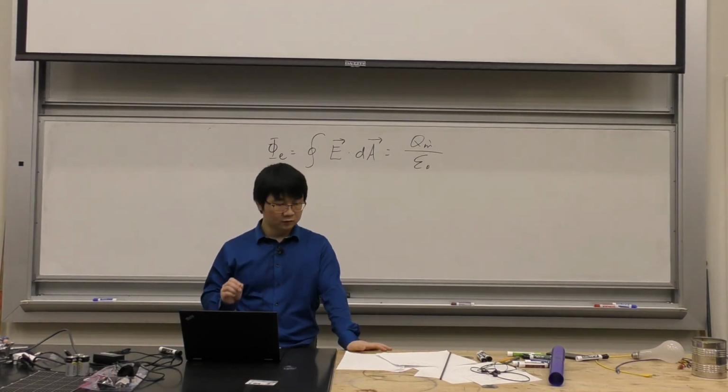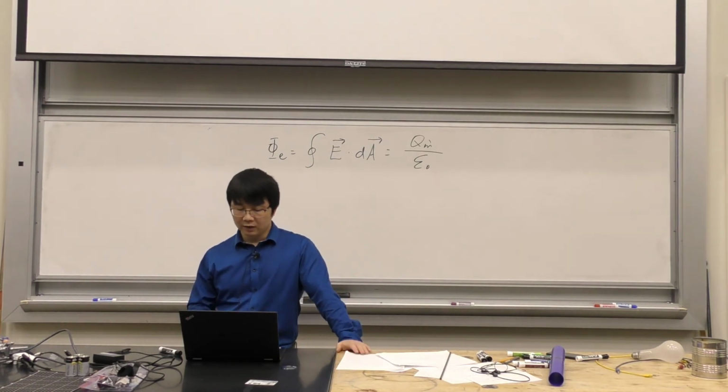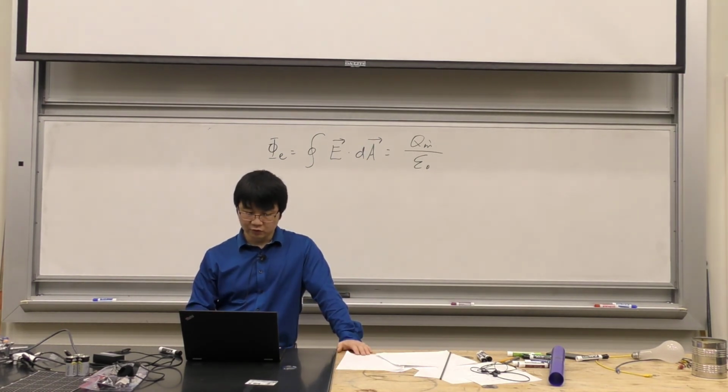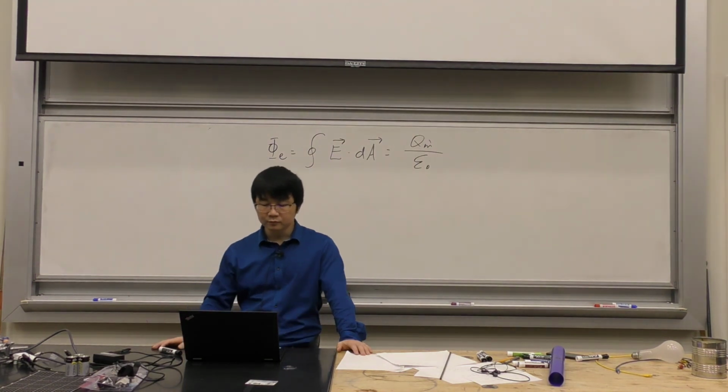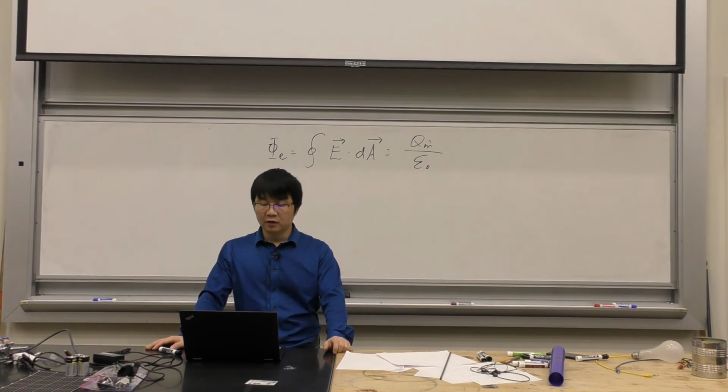Okay, so we already used Gauss's law. We derived Gauss's law, and then we used it to calculate the electric field created by a solid charged sphere, at a point inside and outside the sphere. That's what we did last time.